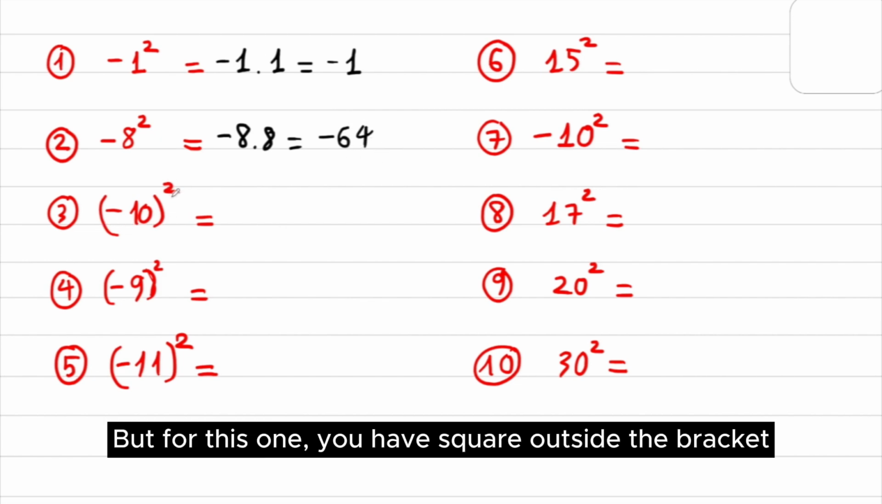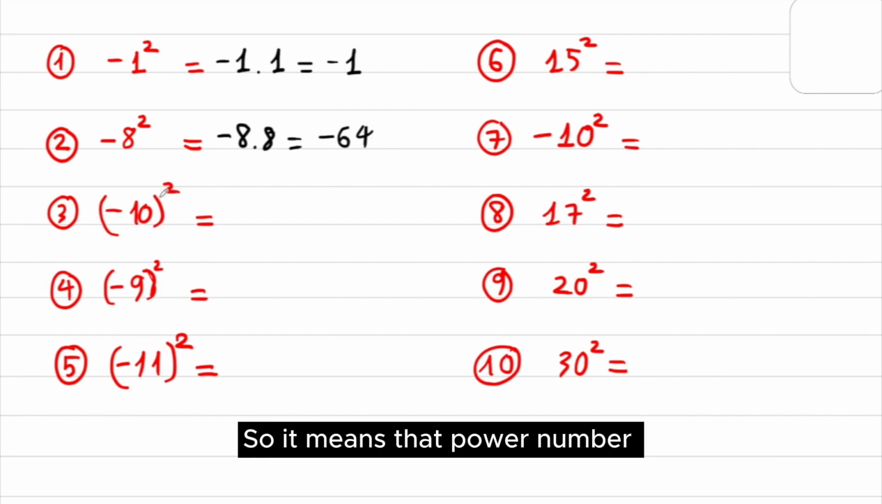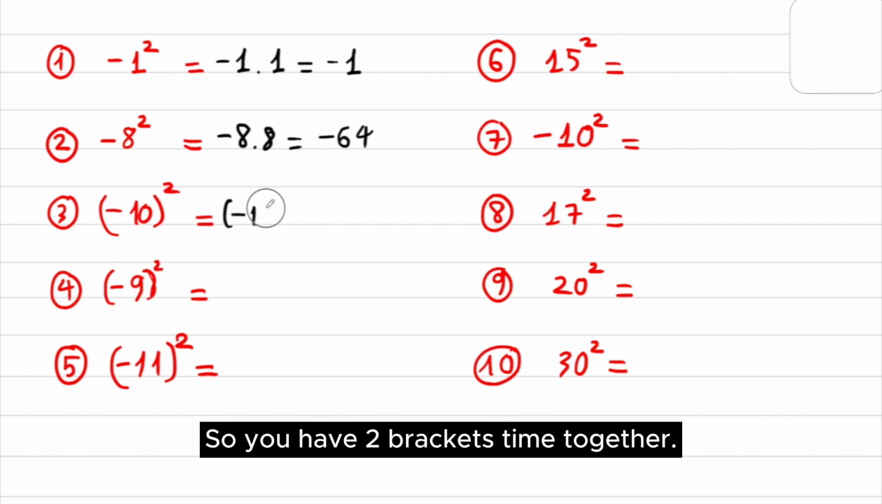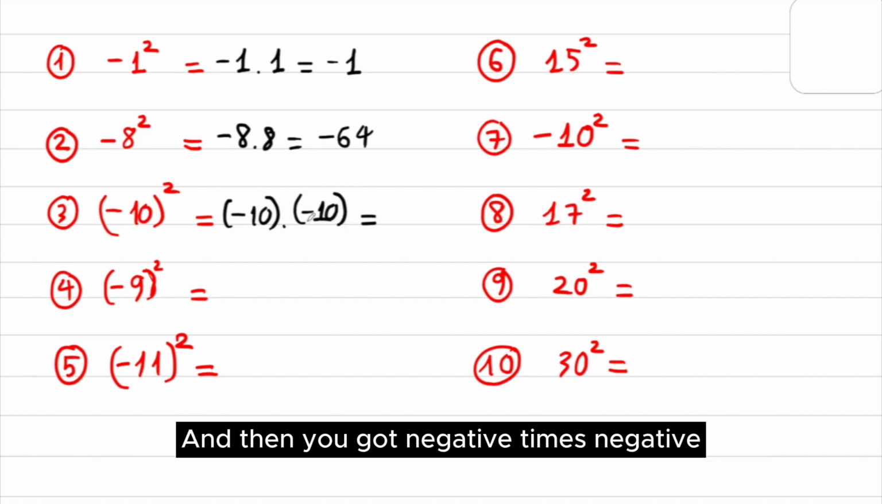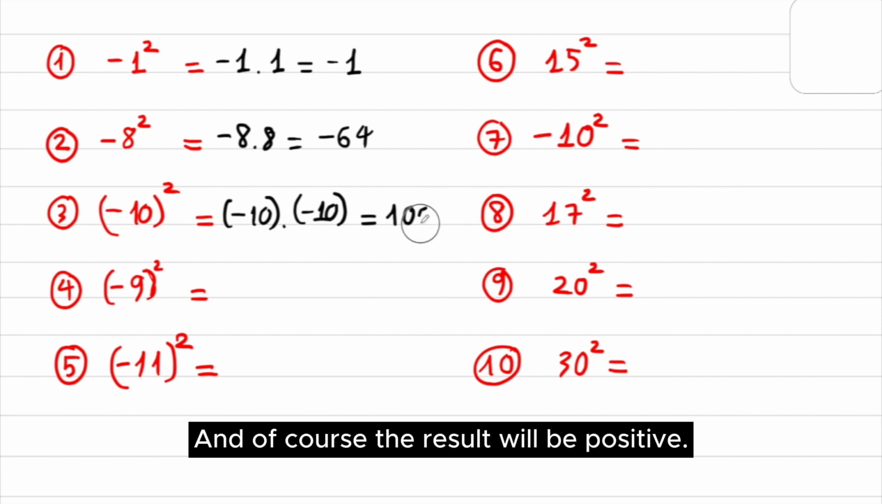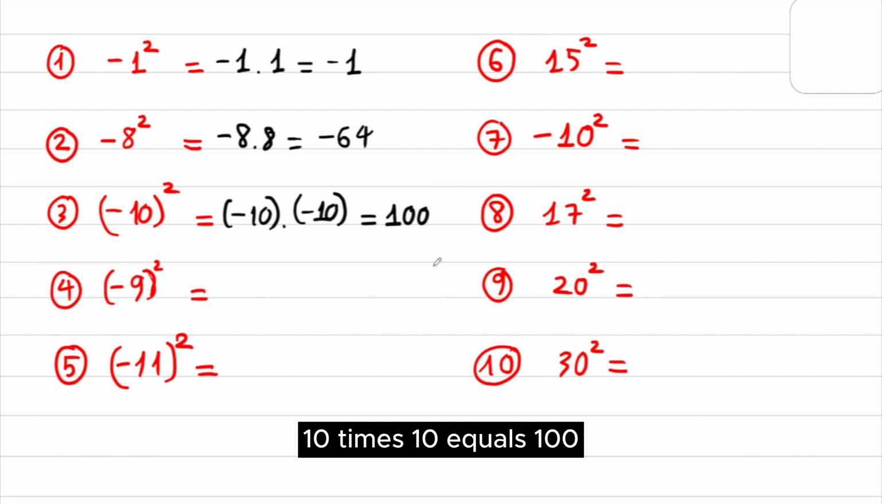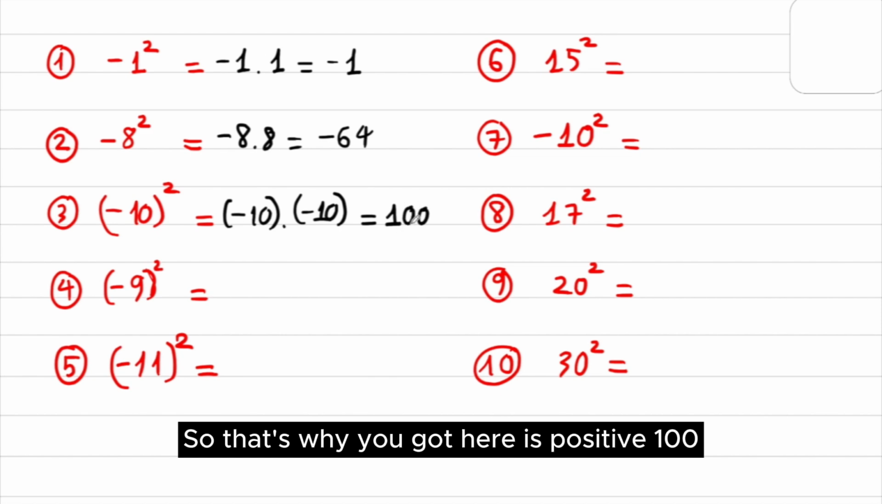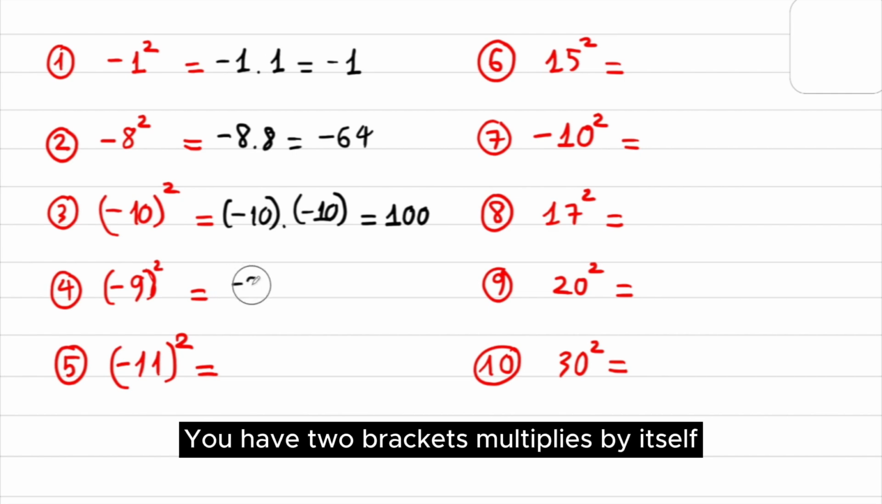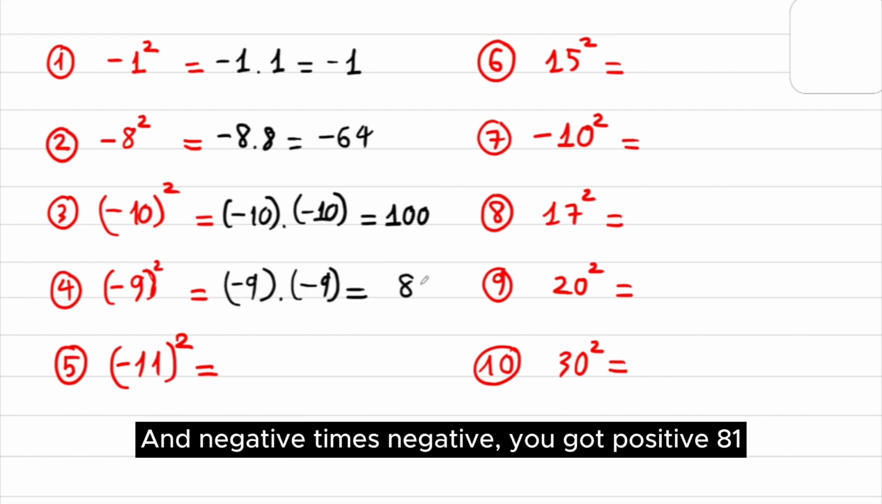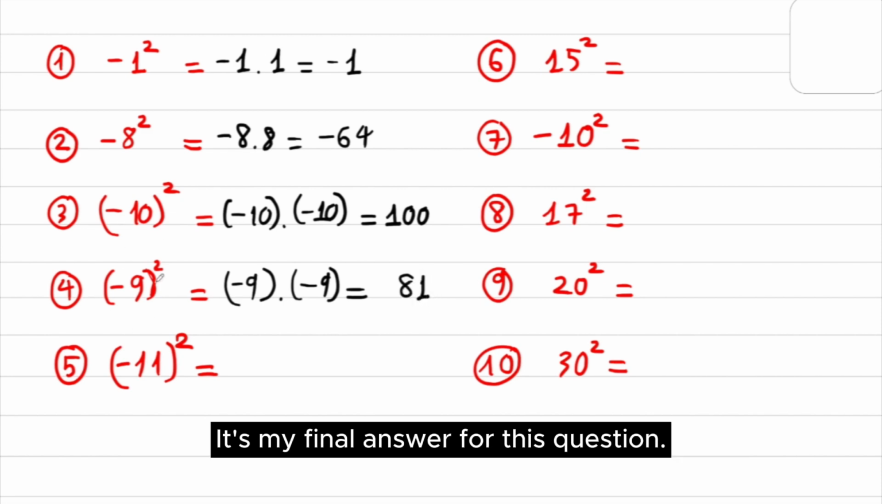But for this one, you got the square outside the bracket. So it means that the power will be applied to the whole bracket. You have two brackets multiplied together, the first bracket and the second bracket multiplied by itself, and then you got negative times negative, and of course the result will be positive. 10 times 10 is equal to 100, so that's why you got positive 100. Question 4, you got negative 9 squared outside, and you have a bracket here. It means you have two brackets multiplied by itself. 9 times 9 you got 81, and negative times negative you got positive. Positive 81 is my final answer for this question.